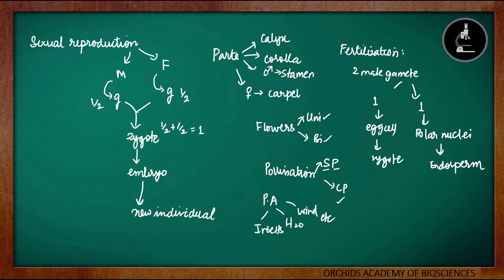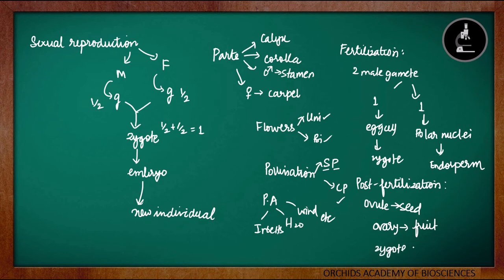After discussing fertilization, we discuss the post-fertilization changes, in which we saw the ovule becomes seed, ovary becomes fruit, the zygote, which is a result of fertilization, becomes embryo, and this embryo can give rise to a new plant or a new individual, and the other parts, for example the petals, the sepals and all, they will just shrivel and fall off. So this is the entire process of reproduction in flowering plants.